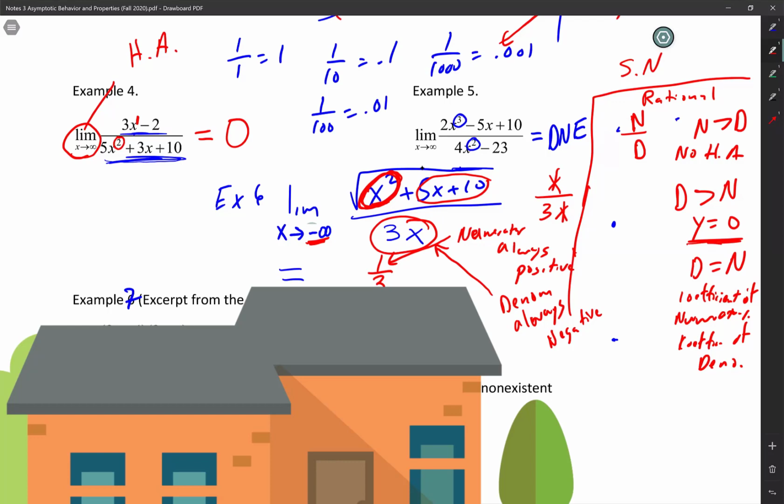Chavez, why is it always negative? Well, because I'm just talking about 3 times x. If my x values are always negative, 3 times a negative number is always going to be a negative number. So my numerator is always positive. Why is it always positive? Because I'm squaring it first and then square rooting. So I have a positive numerator divided by a negative denominator. So what's going to happen? Negative 1/3. This has a horizontal asymptote of negative 1/3. Did that make sense to you guys? If you were to do it as x approaches infinity, would it be positive 1/3? Yes. If I were to do this as x approaches infinity, it would have been a positive 1/3.